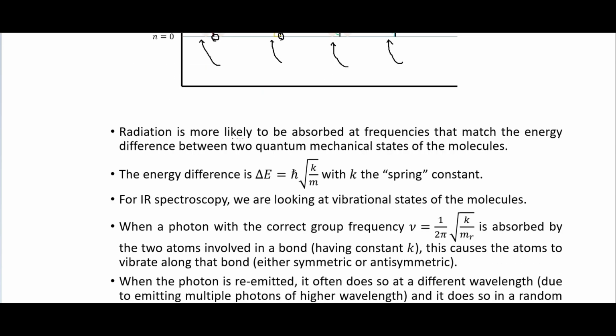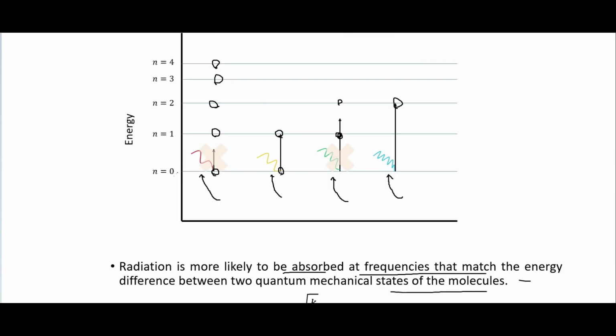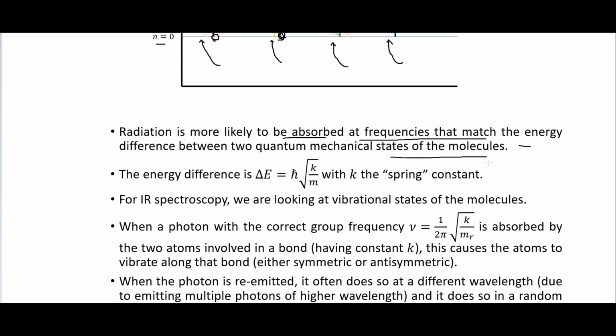So radiation is more likely to be absorbed at frequencies that match the energy difference between two quantum mechanical states of the molecules. So that's what these states are here. When the radiation has a frequency, say, that matches the difference in energy from there to there, then it's going to be much more likely to absorb that. So the energy difference is based on this. Again, we see that K in the numerator and the mass in the denominator.